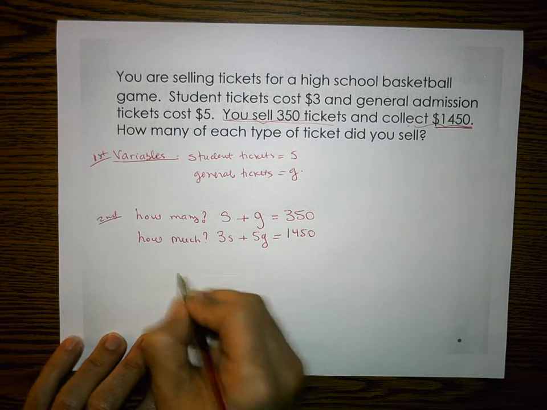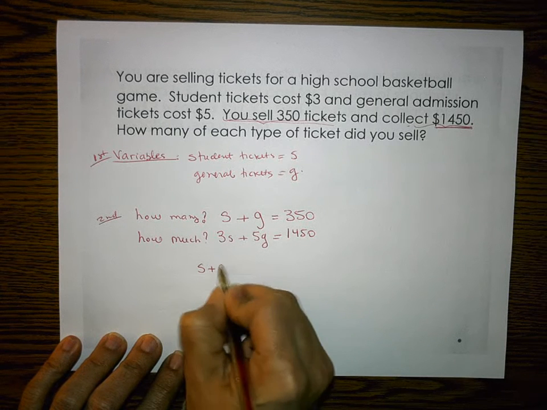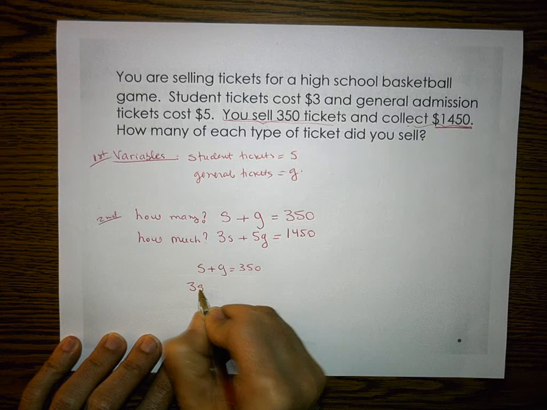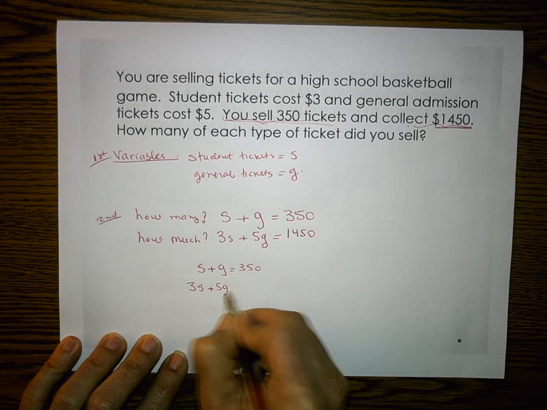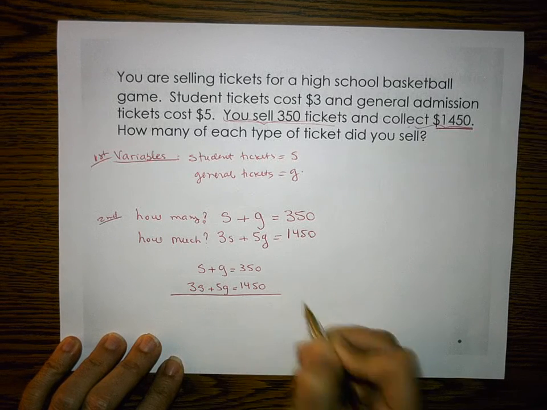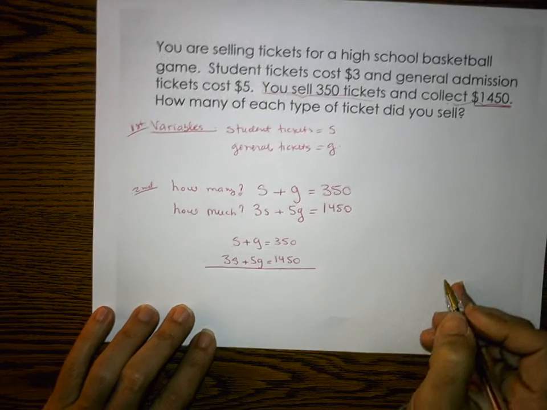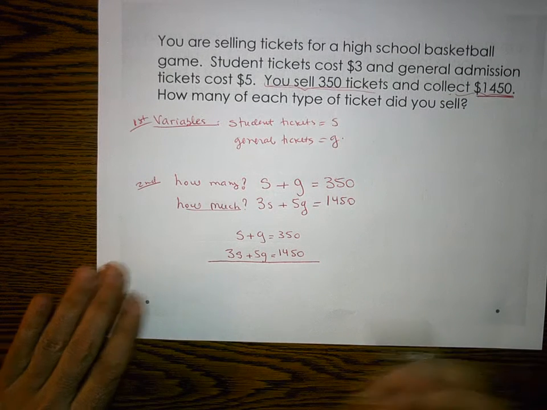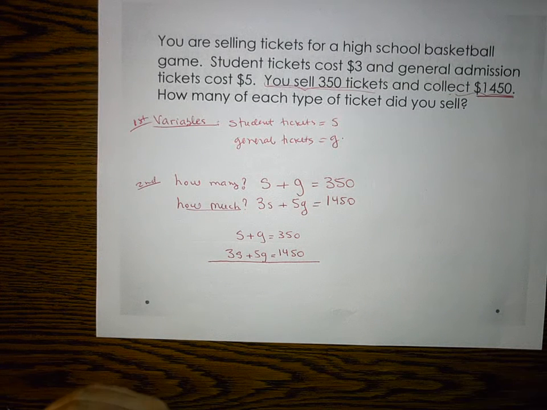Let's rewrite it nicely over here. S plus G equals 350, and 3S plus 5G equals 1,450. I know I'm not showing the dollar sign here, but I know that's what I'm dealing with. This is my how much, I know that. Okay, so let's add these two equations together.